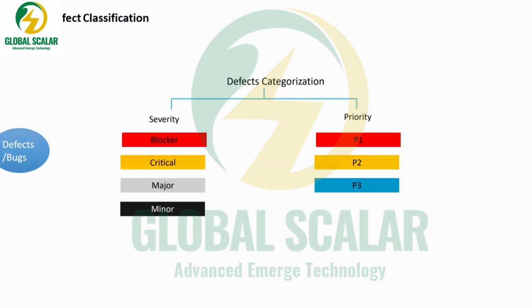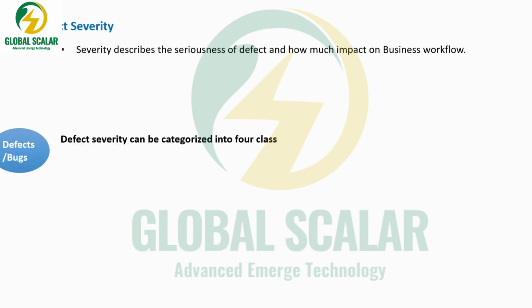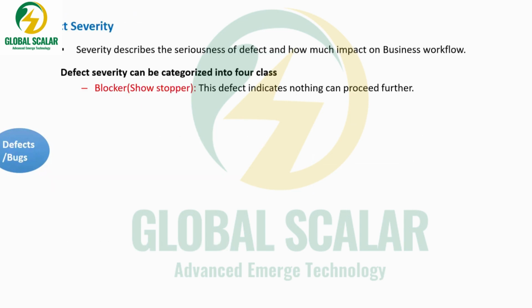Now we'll go into detail on how severity and priority are classified. Severity is classified as blocker, critical, major, or minor. These are the four parameters. And priority is P1, P2 and P3, which means high, medium, and low. These will be the priorities. Okay, so we'll go into detail on severity. It is classified into four classes, as we said. Blocker means the application is crashing and not working properly.